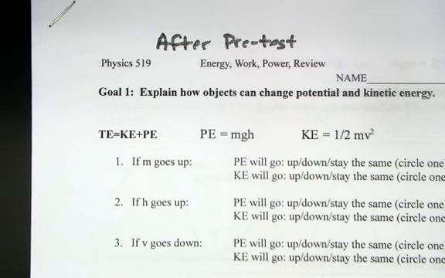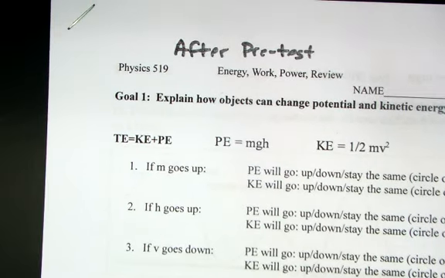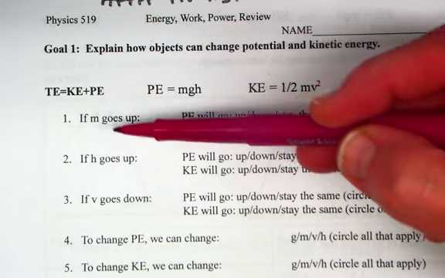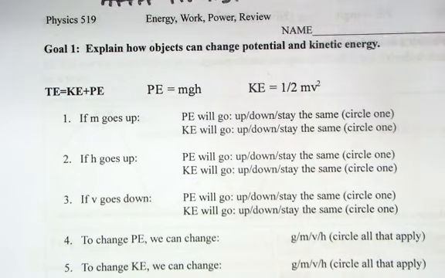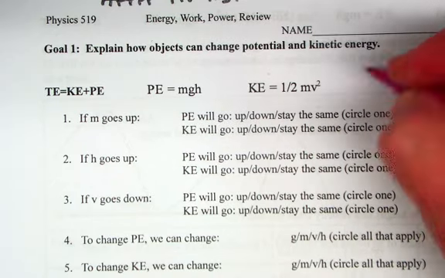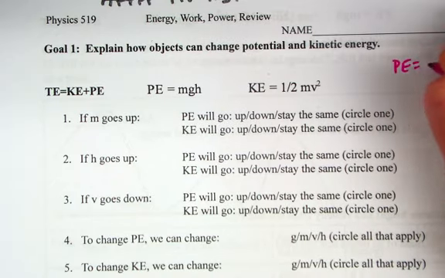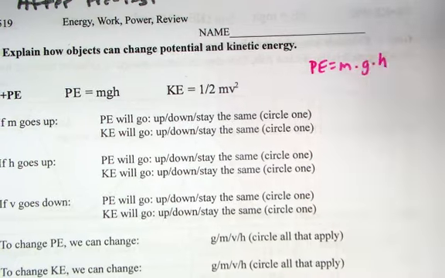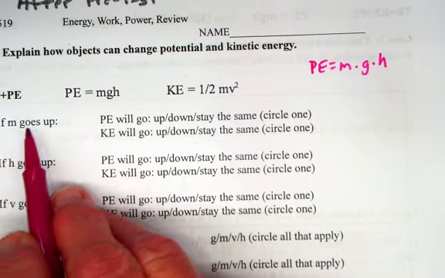This video is to show you how to do goal 1 in the energy unit. If we take a look at the first question, they're asking what happens if mass goes up. So we have to look at each of the equations because the first one, potential energy, which is m times g times h, they want to know what happens if m goes up.